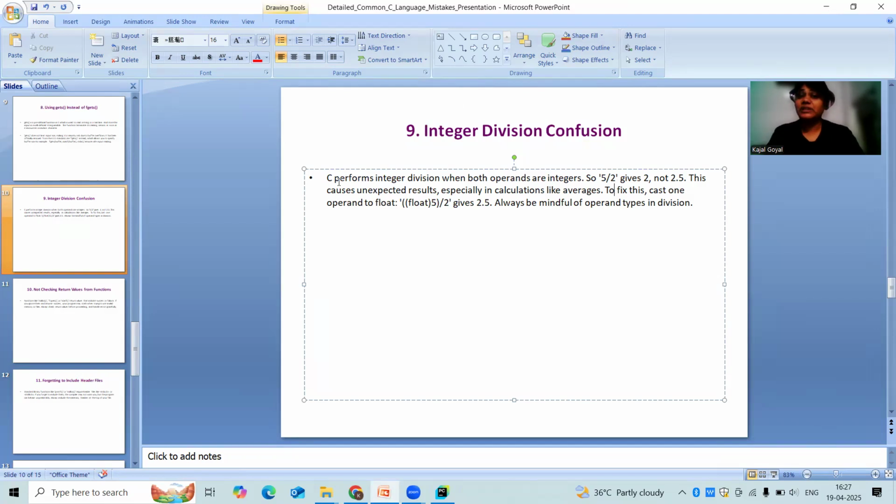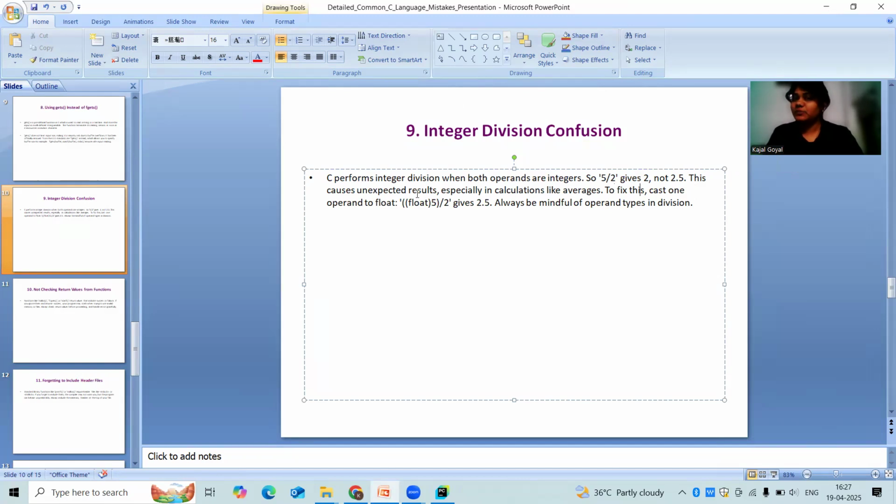So what happens? C performs integer division when both operands are integers. 5 and 2 are both integers, so it will perform integer division, no doubt in that. But it will give you the answer 2. And what should the actual answer be? 2.5, right? But we are only getting 2, where is the 0.5? We lost that, because this is integer division.